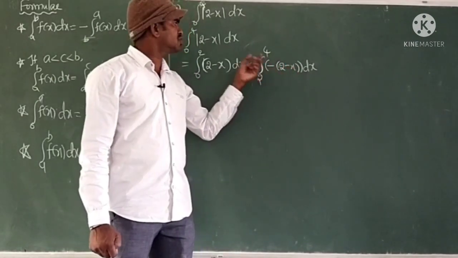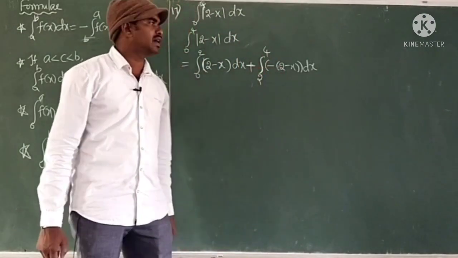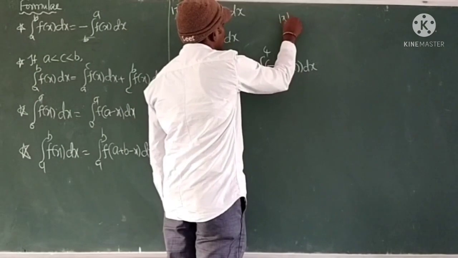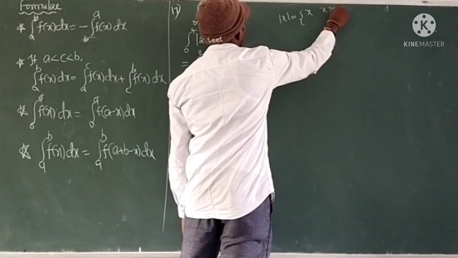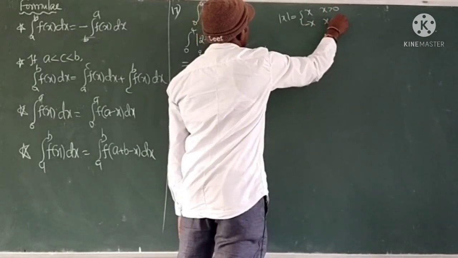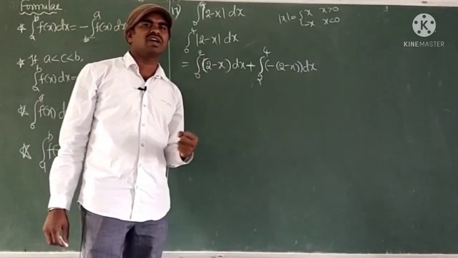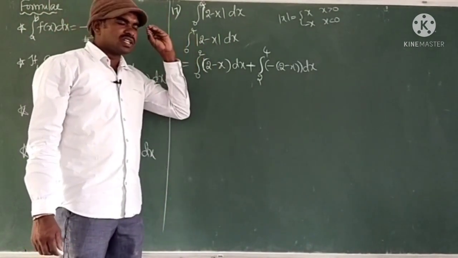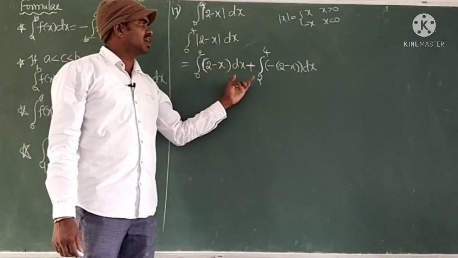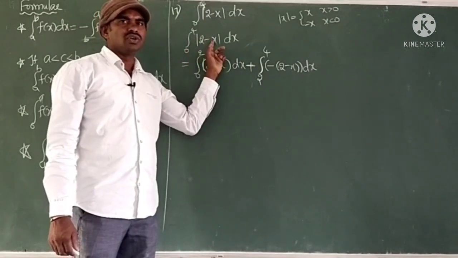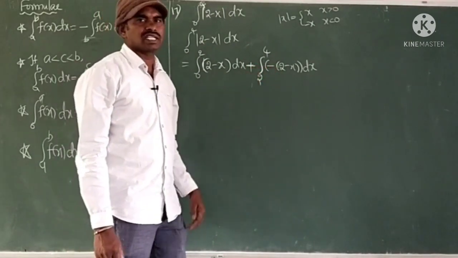Why should we get positive? The modulus function always represents positive. To get positive, multiply by minus. Do you remember that the mod x function is defined as x when x is greater than or equal to 0, and minus x when x is less than 0? We learned that concept in limits and continuity and also in functions. So for 0 to 2 write the function as it is, and after 2 it becomes negative, so convert it into positive by multiplying by minus again.